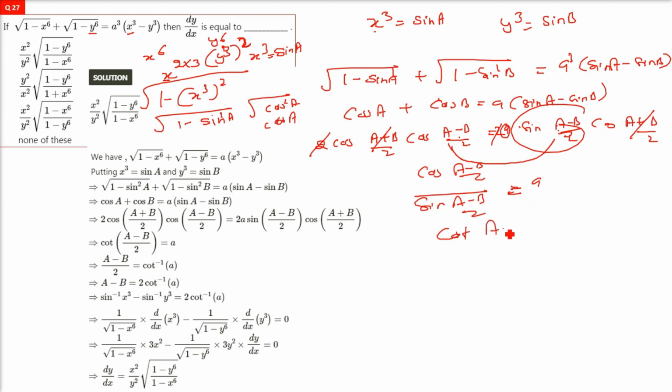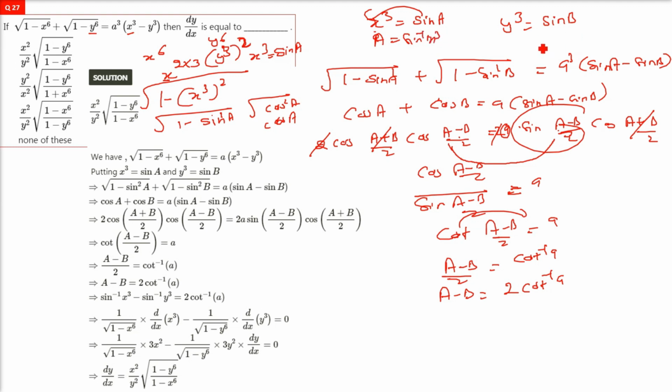Now we have this cot (a−b)/2 equals a, so (a−b)/2 is cot inverse of the constant value. a minus b is equal to 2 cot inverse a. You have taken x cube as sine a, so a will be sine inverse of x cube. Here b is equal to sine inverse of y cube. So a you can write as sine inverse of x cube, b is sine inverse of y cube, and this is 2 cot inverse a.